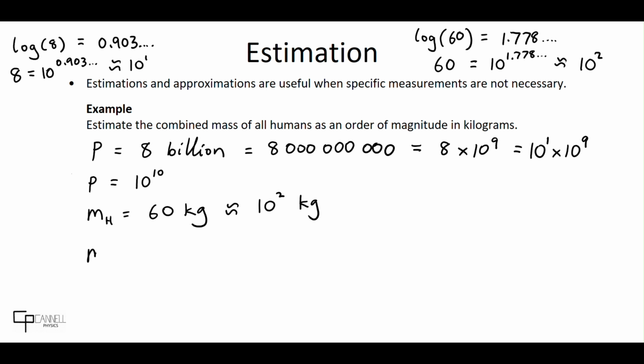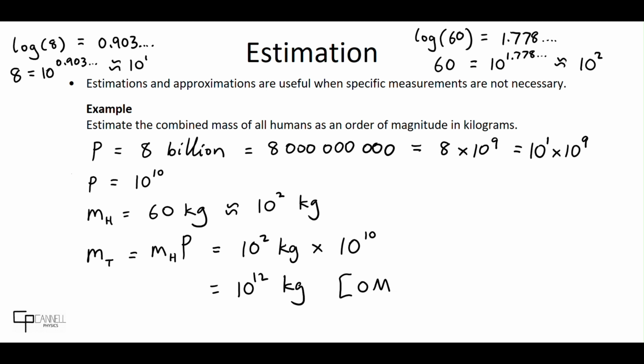So to find the total mass, I'm going to write M subscript capital T for total. That would be my estimate for the mass of a human, times the population, and this will give me the total mass. This is going to equal 10 to the power of 2 kilograms multiplied by 10 to the power of 10, and 2 plus 10, I'm going to get 10 to the power of 12 kilograms. So this is the approximation for the total mass of humans, and this is an order of magnitude of 12.